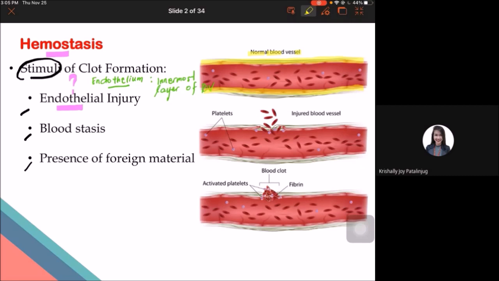Okay? So karon, nagkakaroon daw ng hemostasis kapag injured, no?